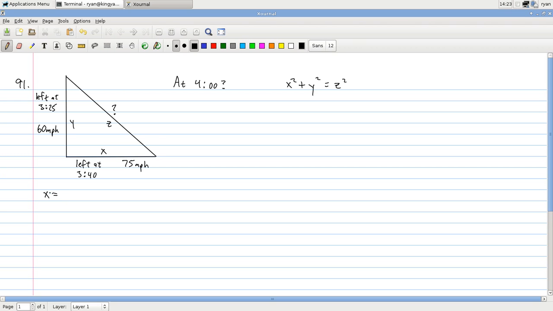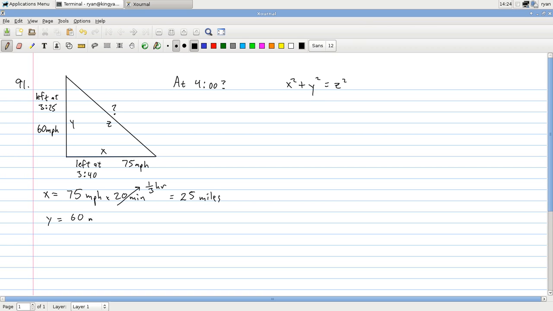To figure out how far this distance x is, we know the car has been traveling at 75 miles per hour, and it's been traveling for 20 minutes. However, these units don't match, right? This is hours and this is minutes, so we can trade this 20 minutes in for 1/3 of an hour. So 1/3 of an hour times 75 miles per hour gives us 25 miles. So that's our x.